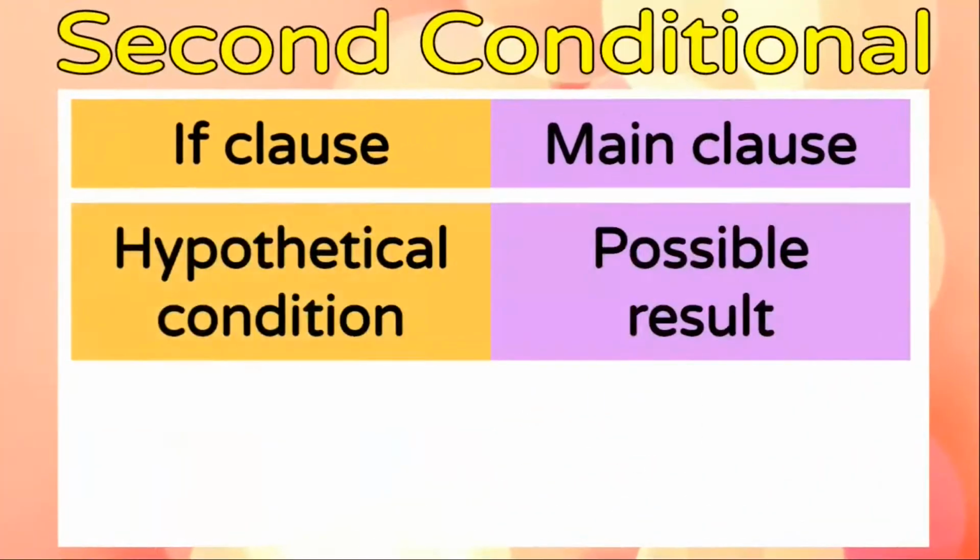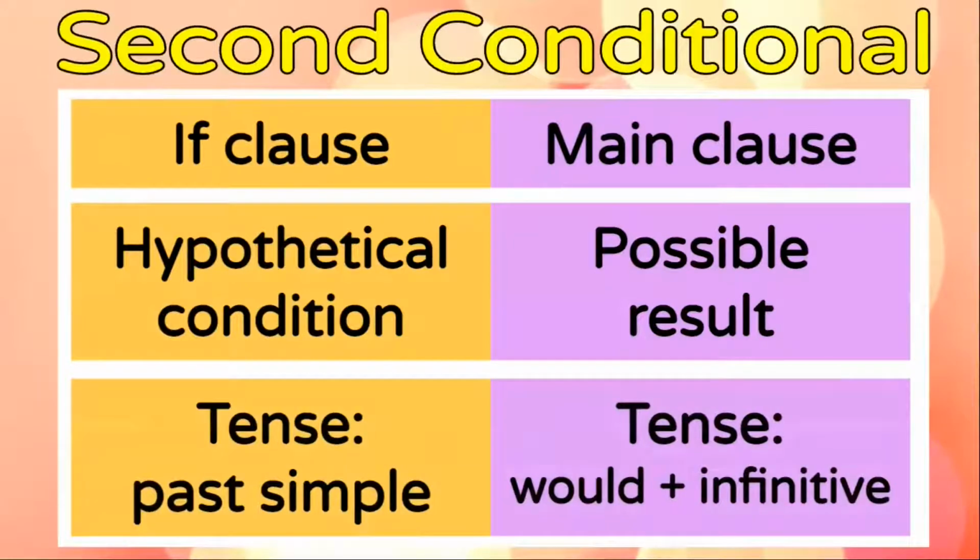Before we end our lesson for today, don't forget this. The if clause tells us a hypothetical condition. The main clause tells us a possible result. We use the past simple tense in the if clause. We use would plus infinitive in the main clause.